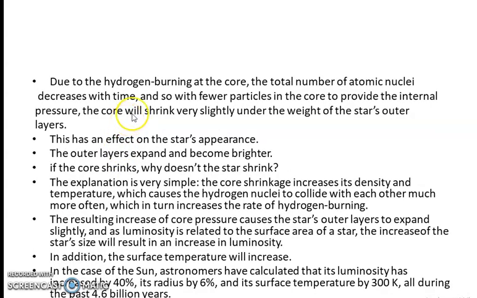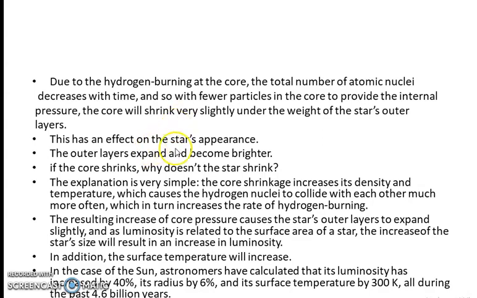So due to this hydrogen burning at the core, the total number of atomic nuclei decreases with time. So two hydrogen nuclei combine to form a single helium. So the total number of nuclei decreases, and with this the number of particles decreases. So this internal pressure increases, and the core starts to shrink. This core will shrink very slightly under the weight of the star's outer layers.